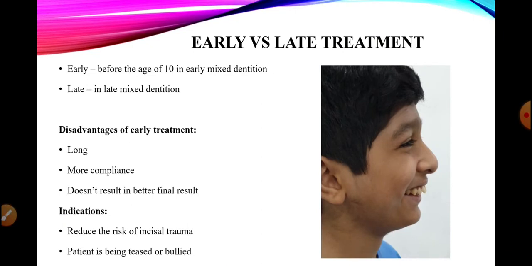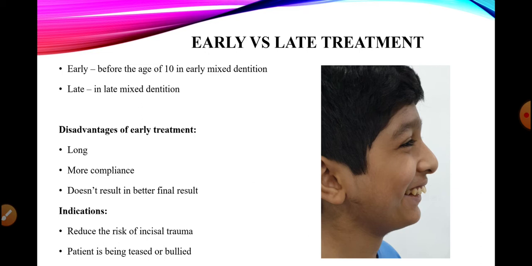As I have already mentioned, the rate of incisal trauma more than doubles when the overjet increases beyond 3 millimeters. So when the overjet increases to 4, 5, 6, 7, 8, 9 millimeters, the risk of trauma increases further. So when there is a risk of increased incisal trauma, in those cases early treatment is preferred as compared to the late treatment for the growth modification.